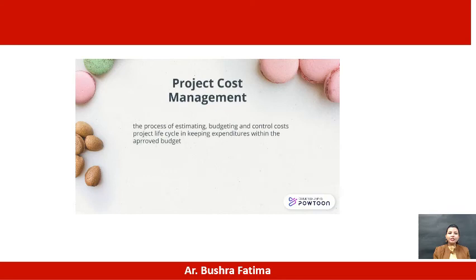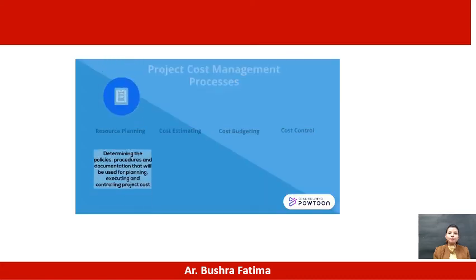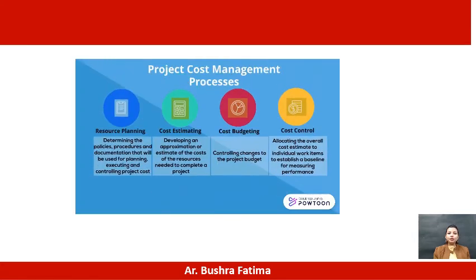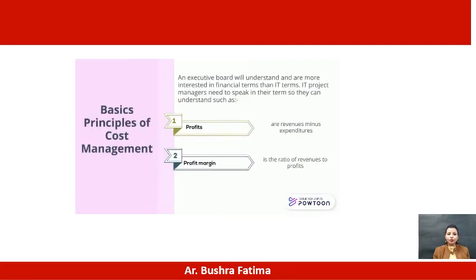As I said before, it is the process of estimating, budgeting and controlling cost throughout the project life cycle, keeping expenditure within the approved budget. It is project cost management. The project cost management process is resource planning, cost estimating, cost budgeting and cost control. In resource planning, determine the policies and procedures. In cost estimating, develop an approximation or estimate. In cost budgeting, control changes to the project budget, and in cost control, allocate the overall cost.